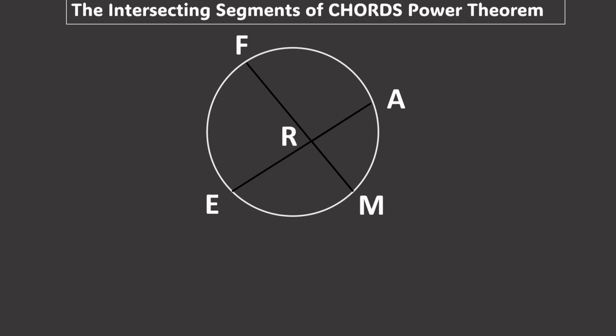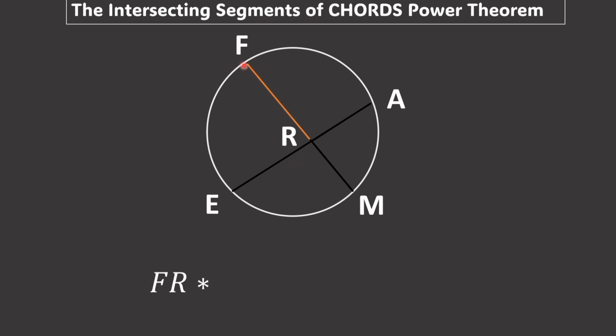In this illustration, the chords are segment FM and segment EA. This power theorem states that if two chords intersect in the interior of the circle, then the product of the lengths of the segments of one chord is equal to the product of the lengths of the segments of the other chord.